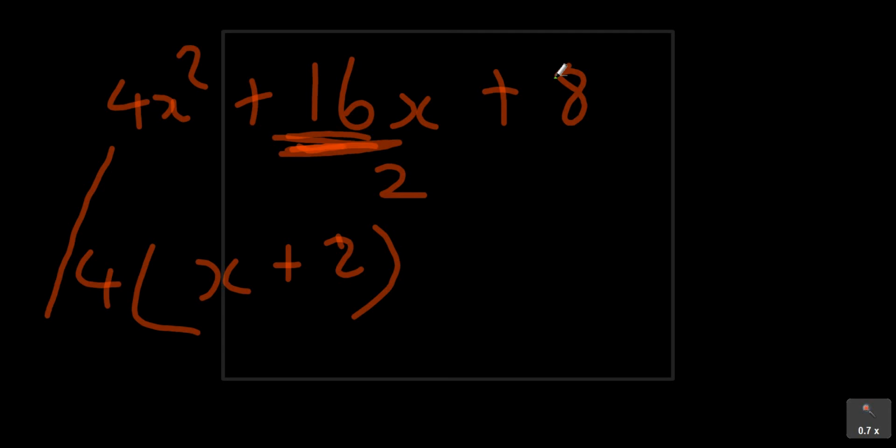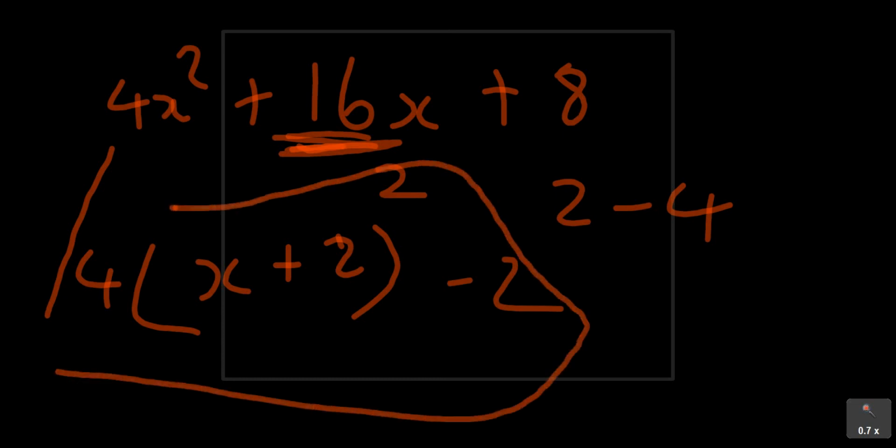We're going to have 4, we get 2. When we square it, we get 4. And so for the constant, we will get 2 minus 4, and this will give us a negative 2. So our answer is going to be like this. This is a prediction. Let's see if this is correct. So our answer should be 4 over bracket x plus 2 raised to the second power minus 2.